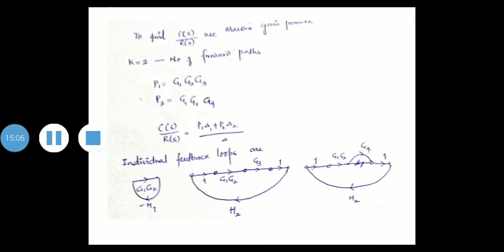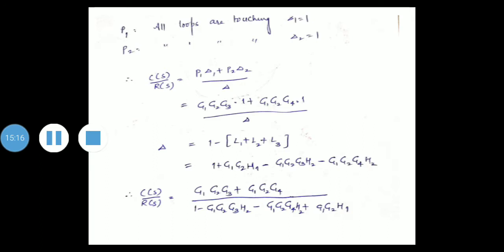Then how many two loops are there that are non-touching at a time? There are three loops which are non-touching at a time. They have been written. Then find which loops are touching the forward path. For P1 all loops are touching, so delta 1 is 1. For P2 all loops are touching, so delta 2 is 1. So C of S by R of S is P1 delta 1 plus P2 delta 2 by delta. P1 is determined, delta 1 is 1, P2 is determined, delta 2 is 1, by delta.